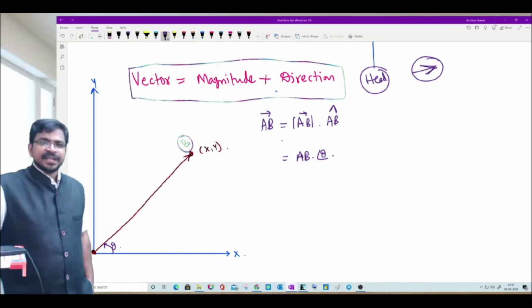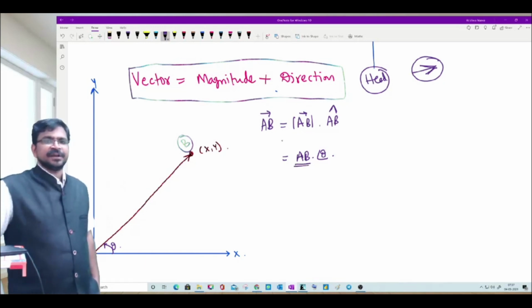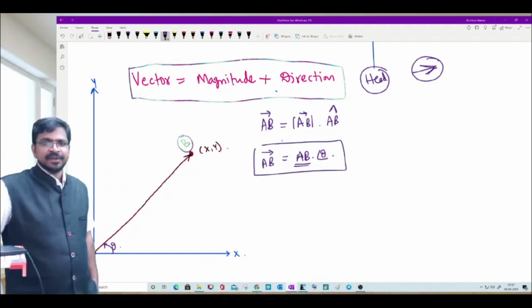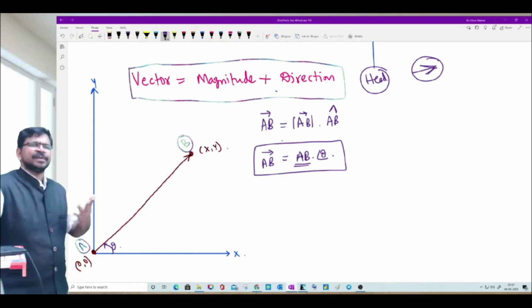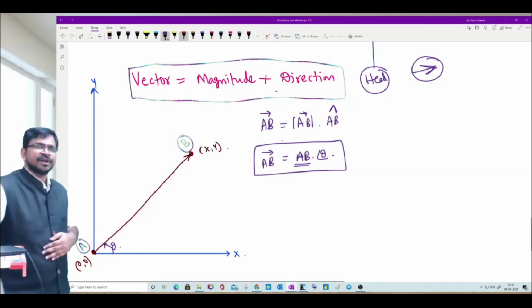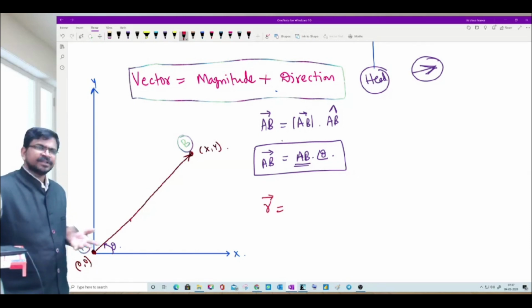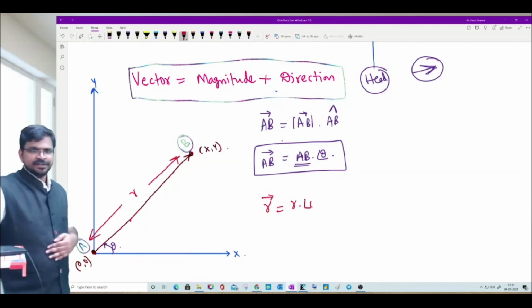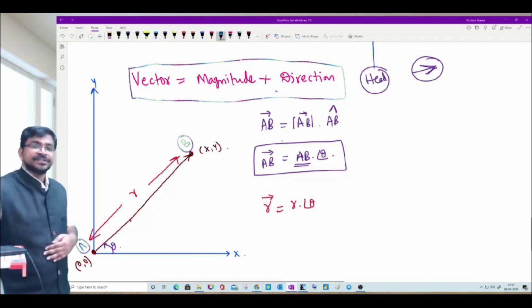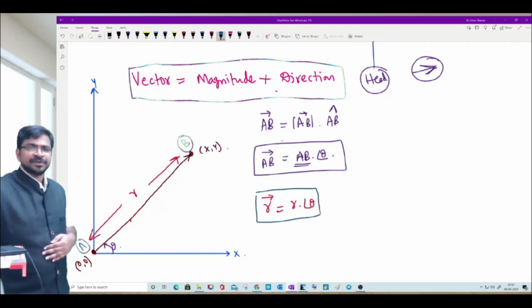Okay, and this AB also can be represented as a number or magnitude. So AB can be represented with magnitude AB and direction theta. Suppose you take the general method, a simple vector R. Let me take the magnitude of the vector as R and theta. This is the general form of the vector representation.